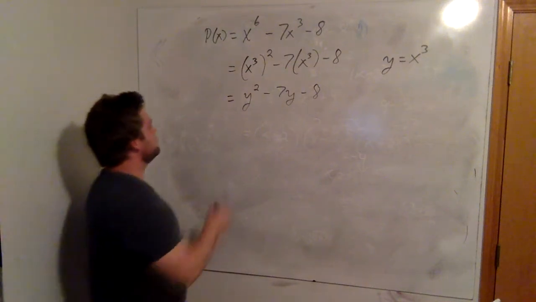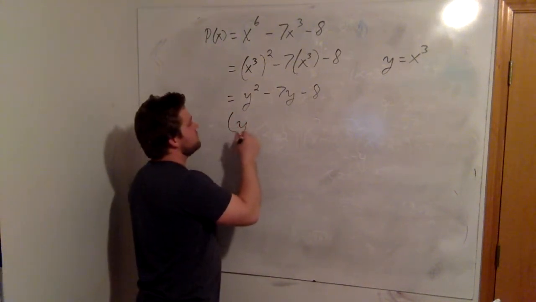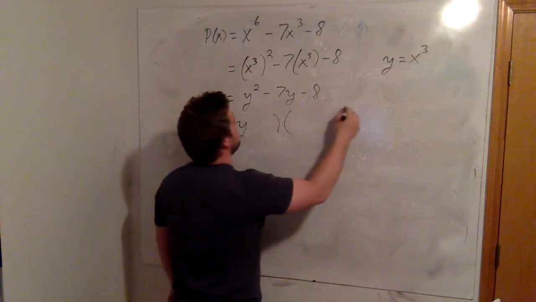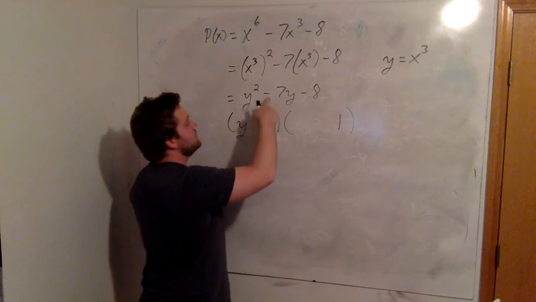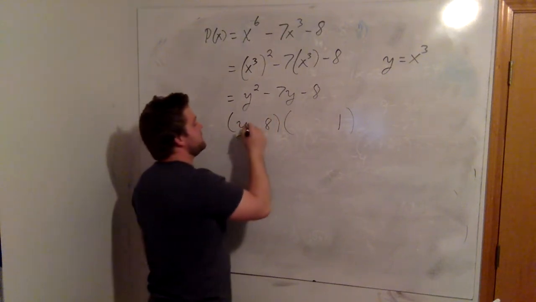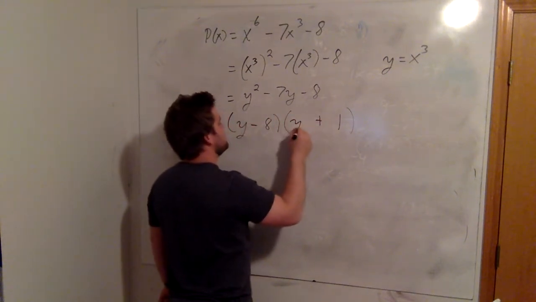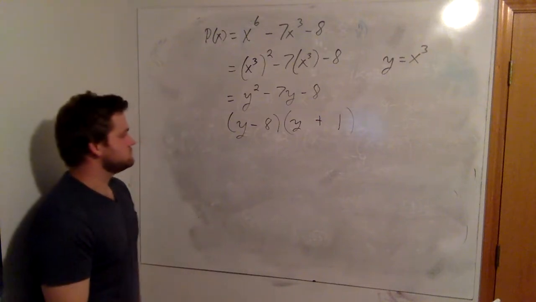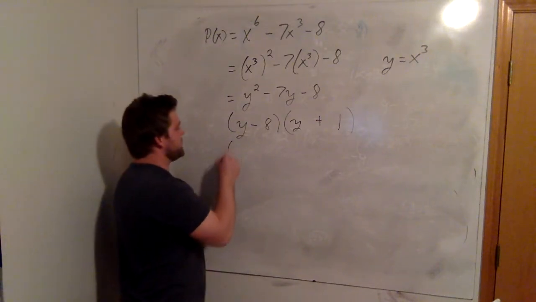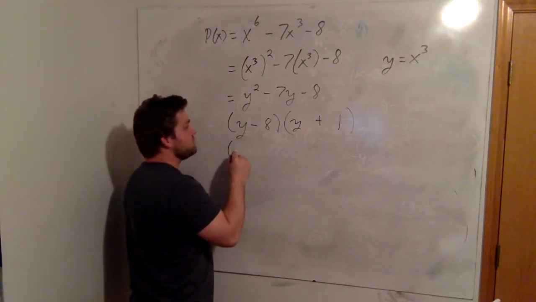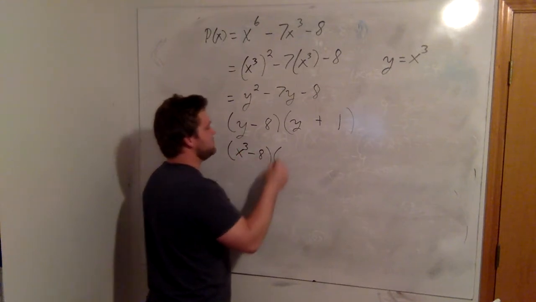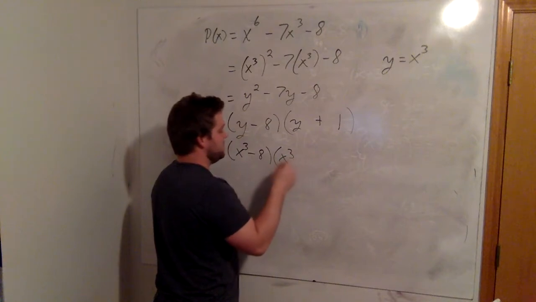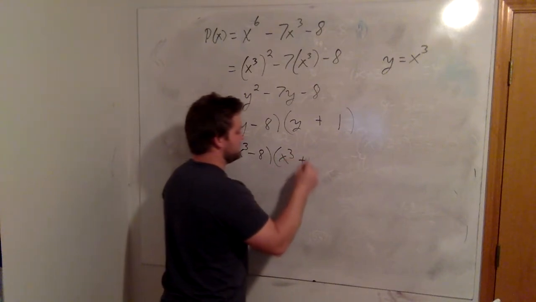Okay, so let's see how this will factor. I need factors of negative 8 that add to negative 7, so the only possibility will be an 8 and a 1. They have to add to a negative, so the bigger of the numbers has to be negative. So putting all our pieces back, what we have here is an x cubed minus 8 times an x cubed plus 1.